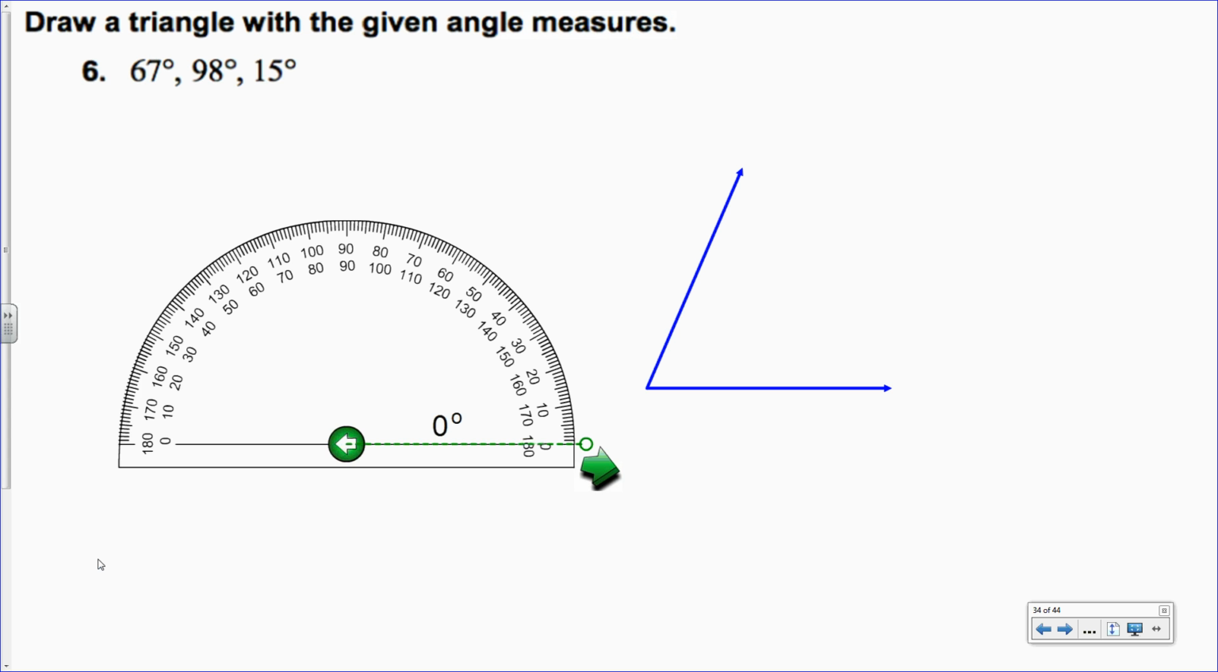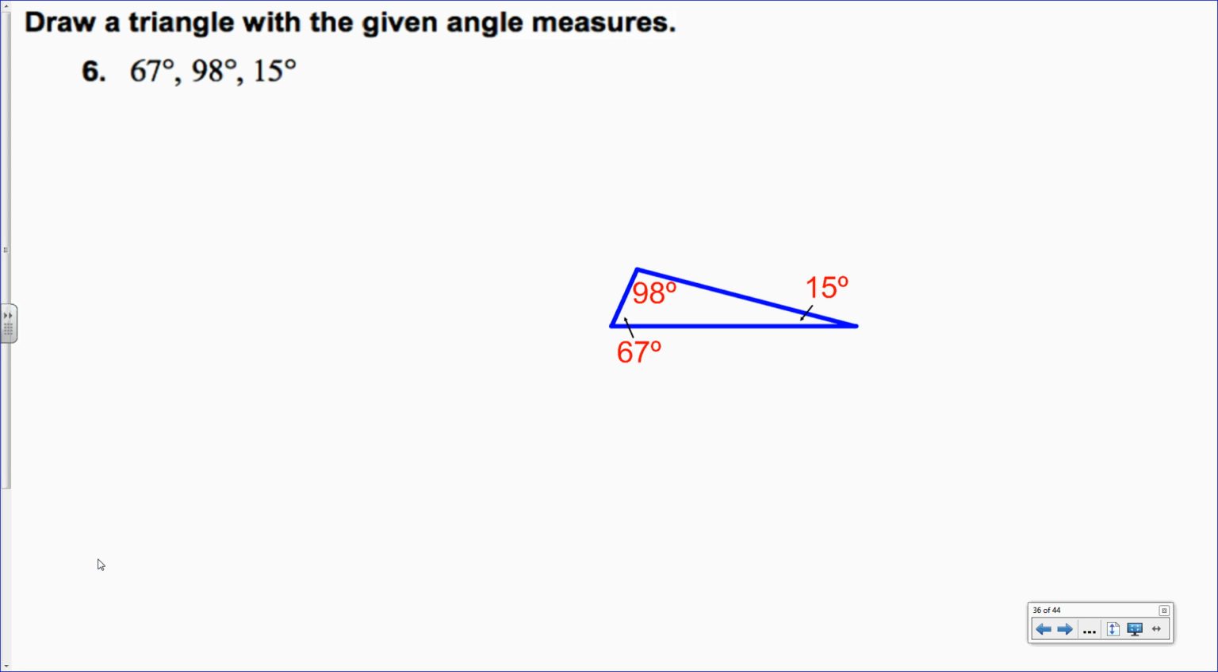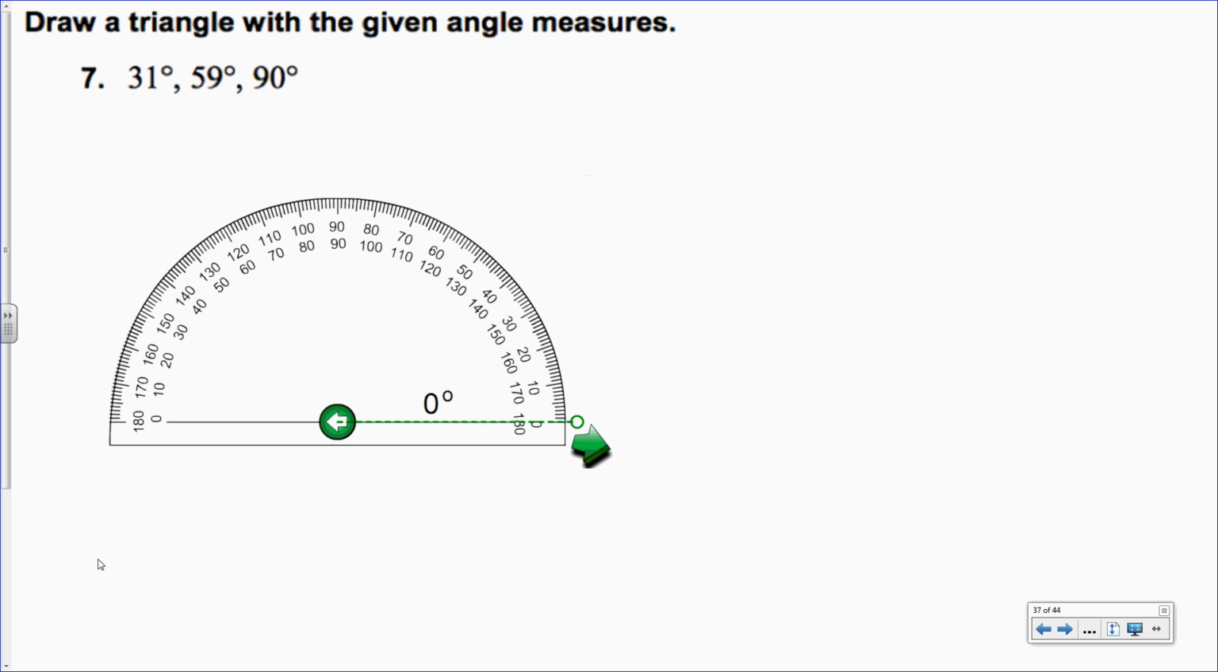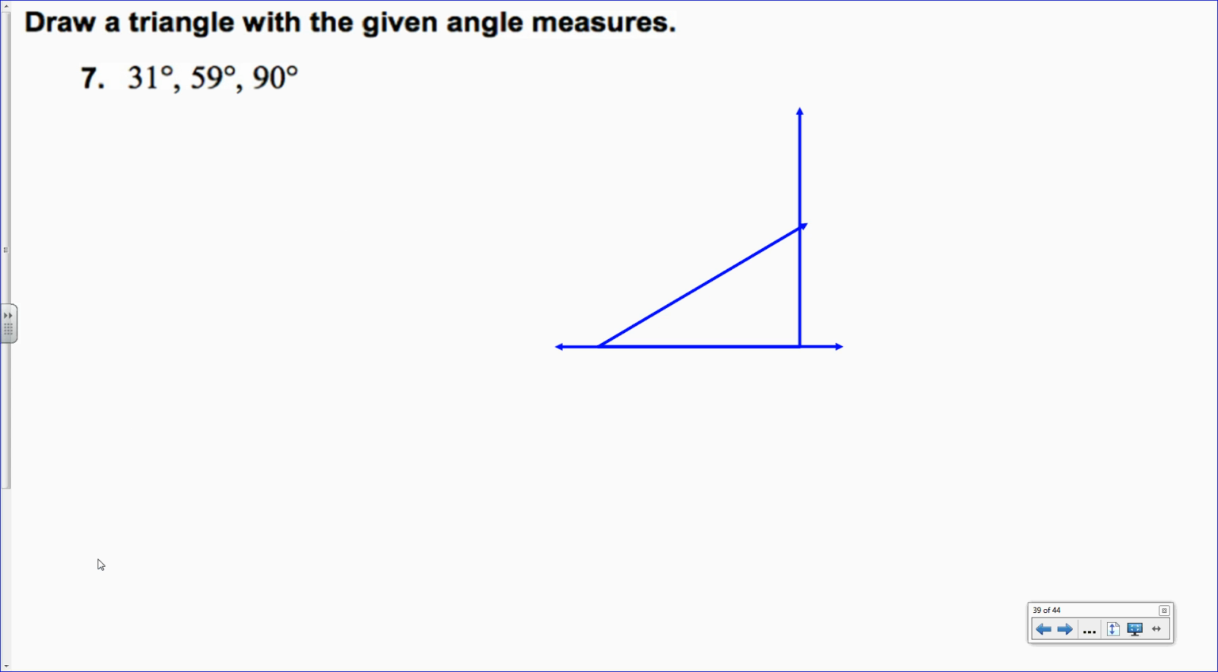Here's my 67 degree angle. Then I did a 15 degree angle because the 98 made it too big. So there's number 6. And then number 7, here's my 31 degree angle. Then I did a right angle. If you did them in a different order, that's totally fine.